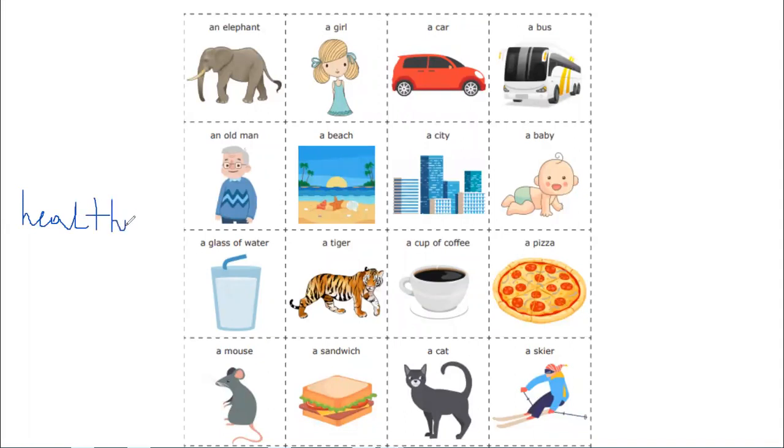Healthy. How many syllables? Two. Okay, so we have two and we have this one, so it should be counted like a short adjective. So what would you do to change? Healthier. Yes. Can you repeat again, miss? Healthier. Okay, perfect. And can you say the whole thing again? A sandwich is healthier than a pizza.